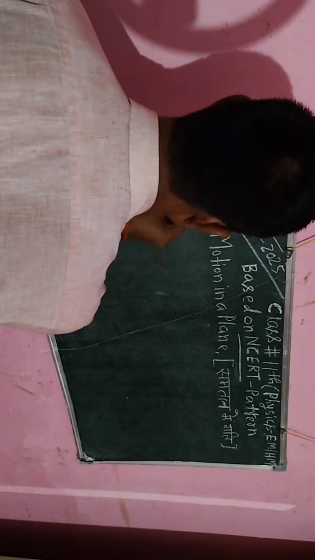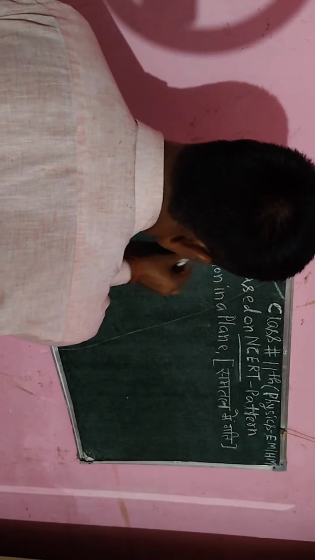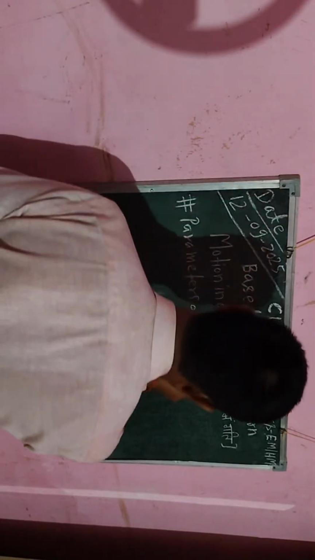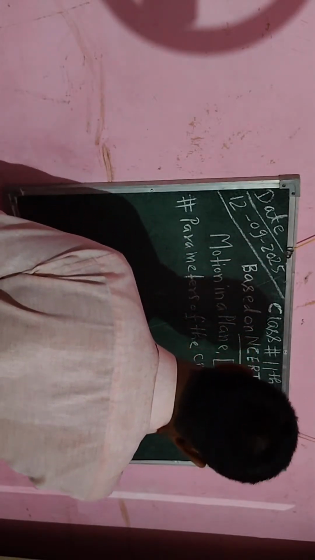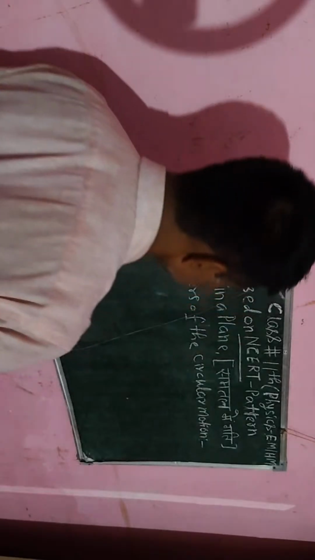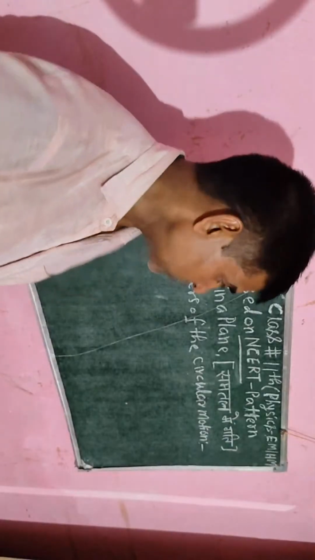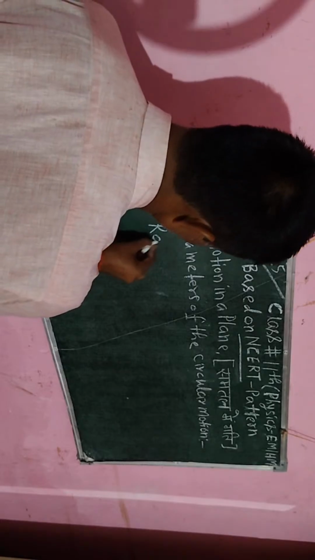So here I have to explain parameters of the circular motion. Okay, so this topic I have to explain. Now here first of all I will explain about the radial vector. So first parameter I will define is the radial vector.